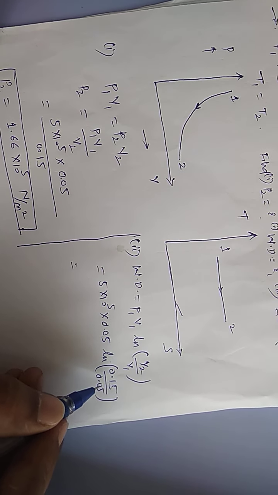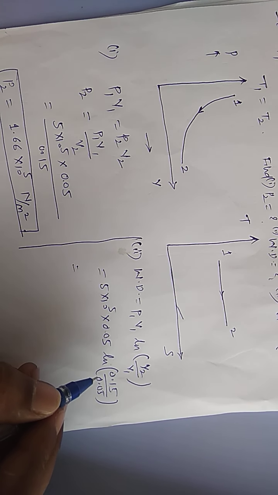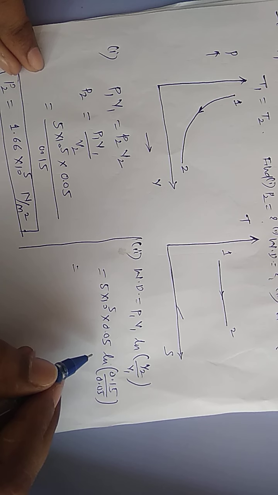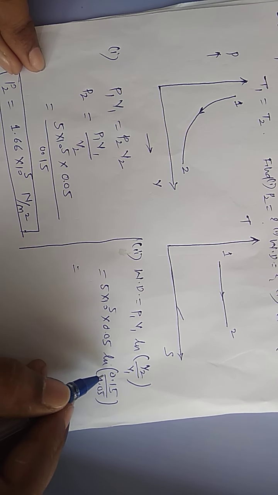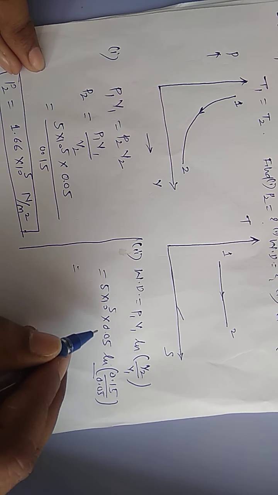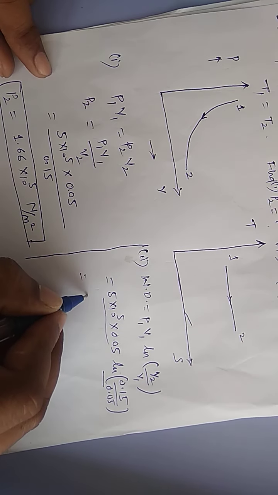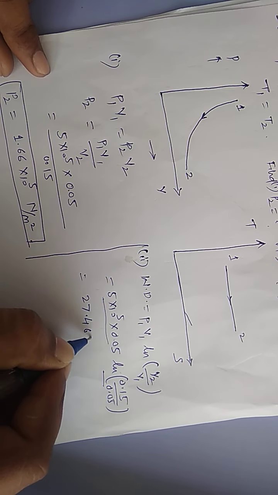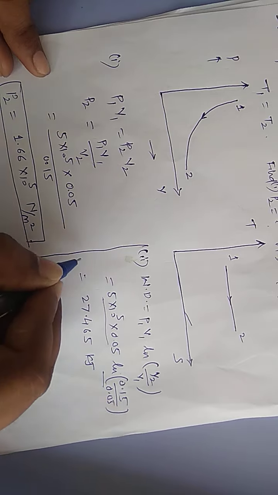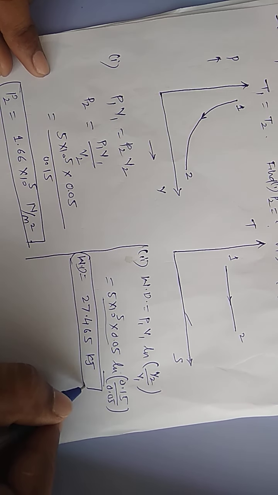Here firstly we divide this term. After that press the ln key in the calculator and then calculate this term and multiply this term. Then we get work done, which is 27.465 kilojoule. This is the work done.